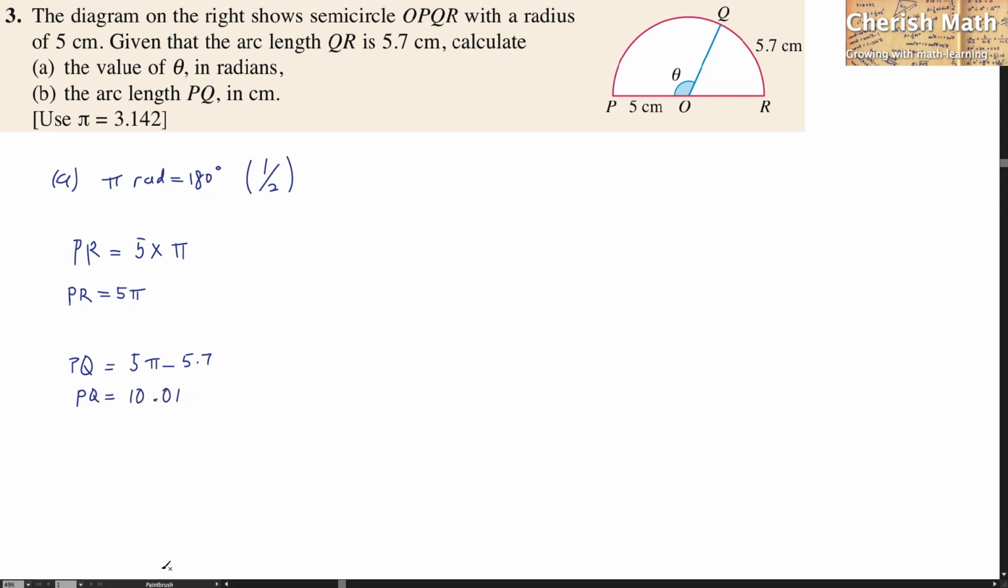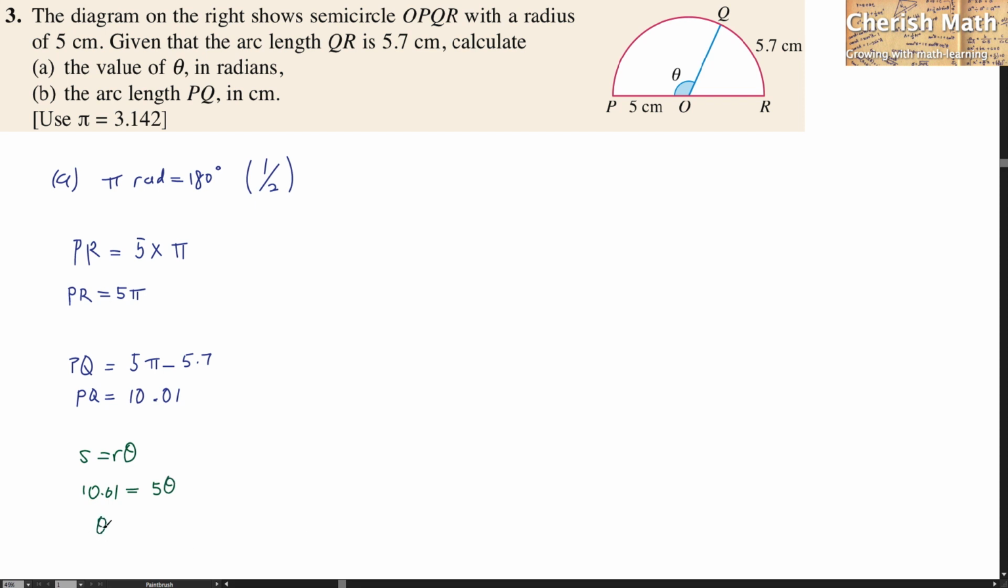And the answer that I'm getting here is going to be 10.01. When it comes to solving for this angle theta, the same formula that I have introduced here, S equals R theta, is going to be used. And since S given here is for the arc of PQ that I got as 10.01, I am going to write it down here, is equal to, the radius is 5 and the theta, I will just have to solve for.